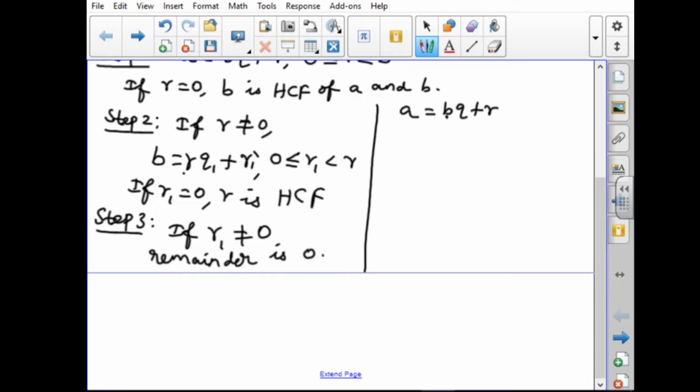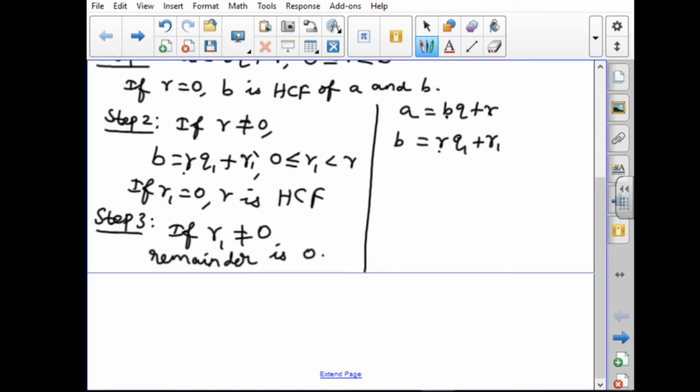Suppose R not equal to 0, then again we have to use this lemma. B will come as the dividend here, and R will come as the divisor. The quotient we write Q1, the remainder we write R1. Here also, if R1 is 0 then R is the HCF. If R1 is not 0, again we have to apply the division algorithm.